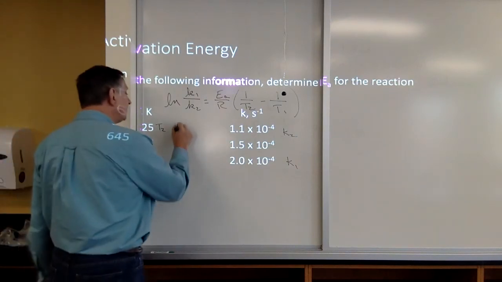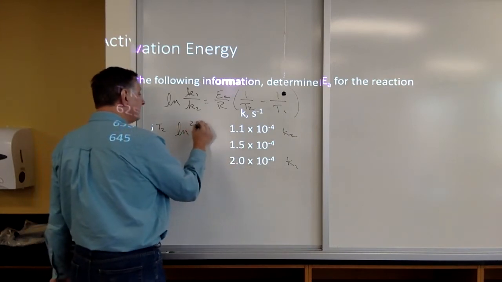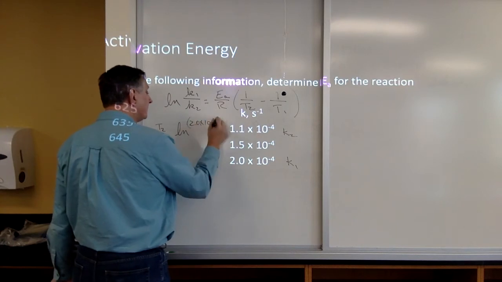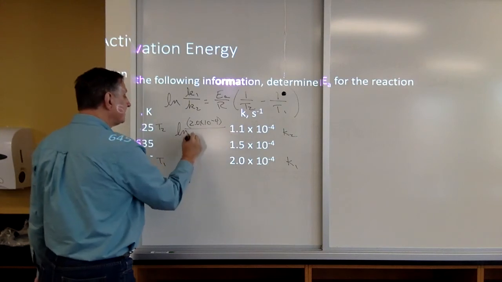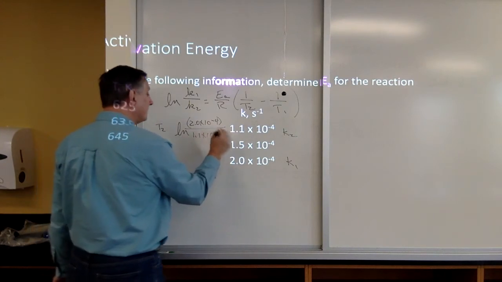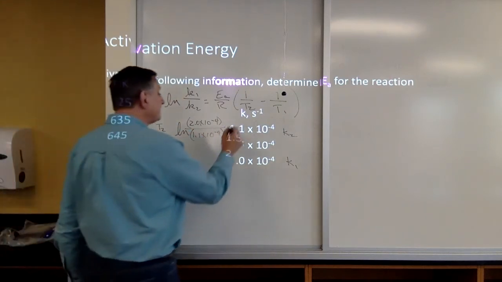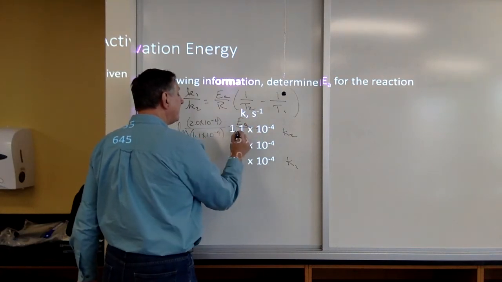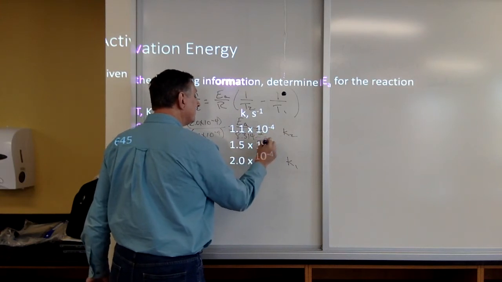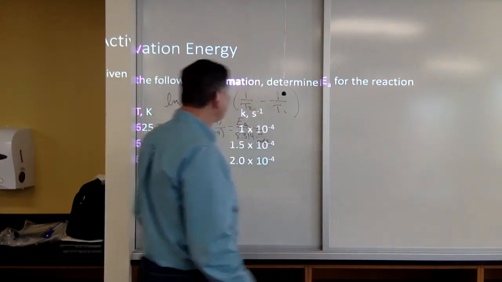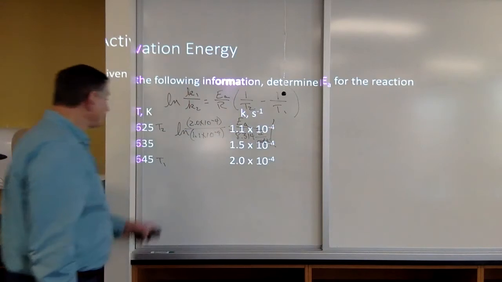Plug those in. Natural log of K1, 2 times 10 to the minus 4, all over K2, which is this guy, 1.1 times 10 to the minus 4. This is equal to activation energy over R, which is 8.314 joules per mole K. We're going to erase this to give me a little more real estate. Times 1 over T2. This is T2.